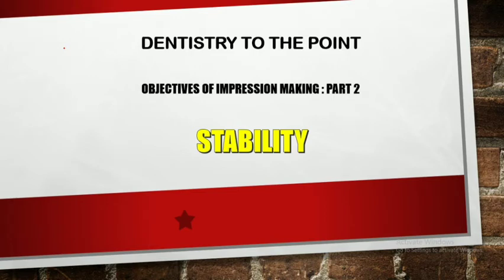So in part 1 we discussed retention, that is the first objective of impression making. Now in part 2 we are going to discuss stability, which is the second important factor in the objectives of impression making.